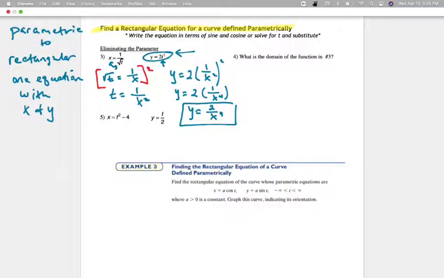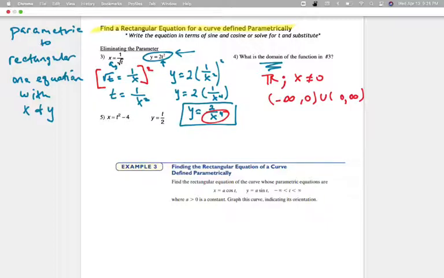That is the rectangular equation that, if I just graphed it in normal function mode, would give me the same graph that these would give me in parametric mode. Then we need to talk about the domain of that function. One thing you should consider is that you cannot divide by 0. So the domain is all real numbers, but x cannot equal 0. Another way to write it would be -infinity to 0, union 0 to infinity. All right, let's do the next one.